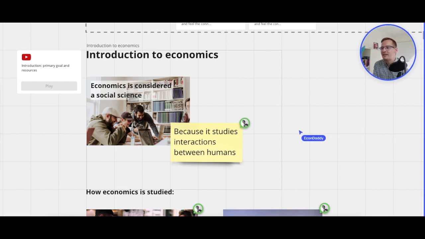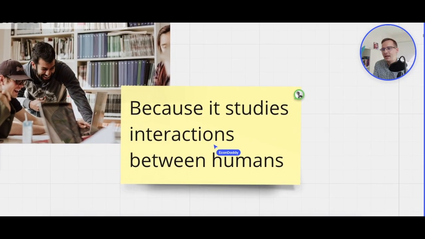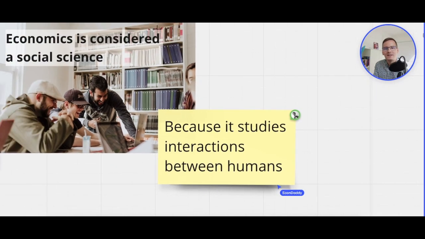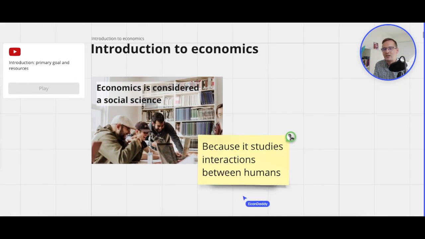So, economics is a social science, but why? The answer is extremely easy. It's because it studies interactions between humans. Because let's face it, even when it comes to firms, bigger businesses, corporations, even multinational corporations, or organizations, institutions, or the governments, all of these are led by human beings making decisions. And hence, economics as a science is a social science looking at these interactions between human beings.